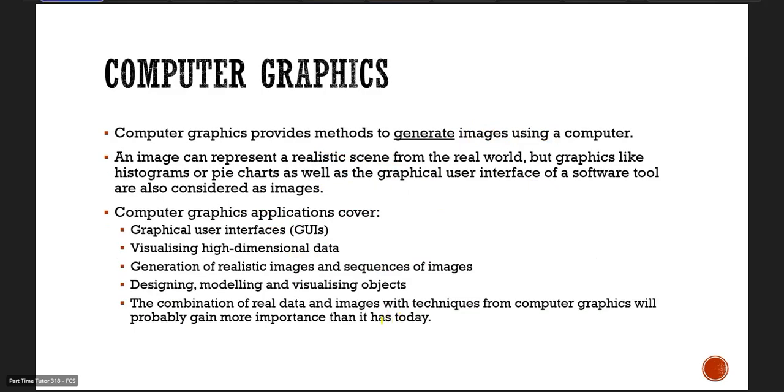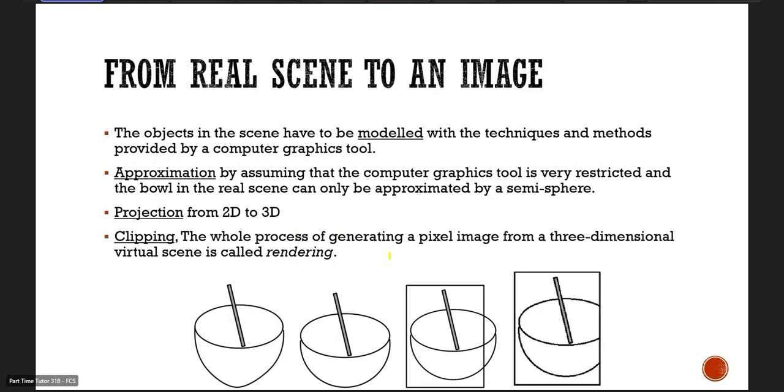Here we have an explanation of what computer graphics means and when we use computer graphics. Here we are talking about the graphical user interface, how to visualize data, how to generate realistic images, realistic sequences of images, videos, games, etc. Okay. So here we have seen from real scene to an image.